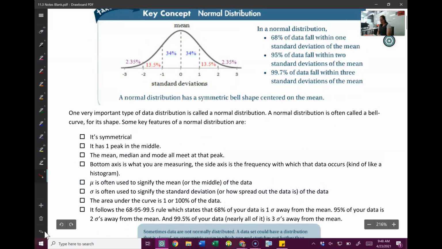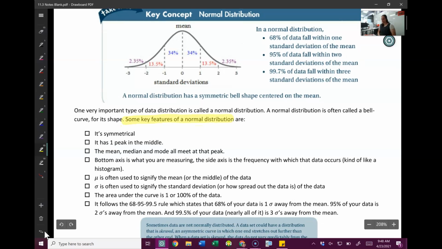So let's start by talking about some key features of what the normal distribution looks like. First off, it is symmetrical. And you can see that right here in this picture. The left side looks like the right side. It is always symmetrical. If it's not symmetrical, so it's shaped like that, or like that, that's a skewed graph, a left and right skew, which we also talked about briefly in 11.2.